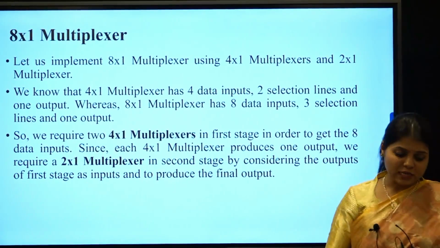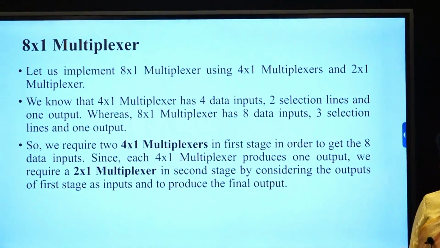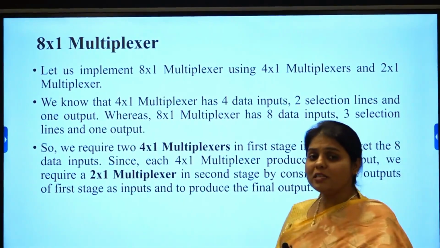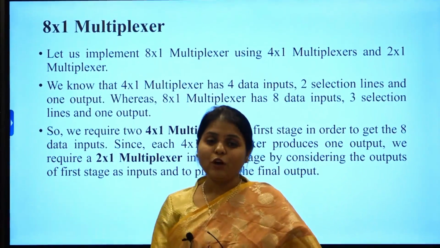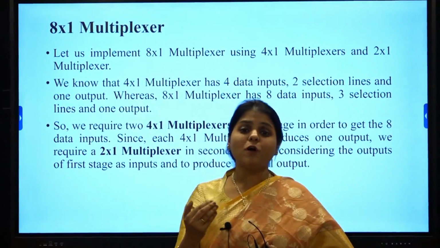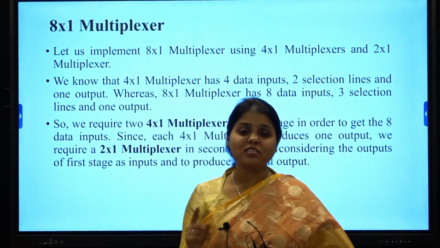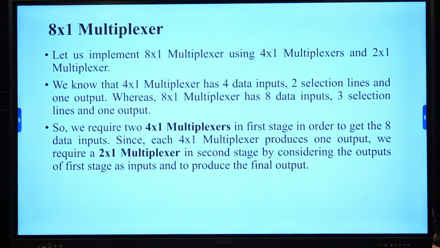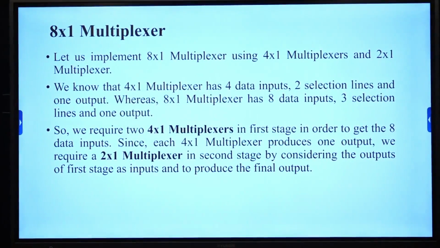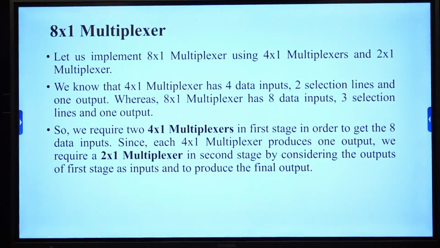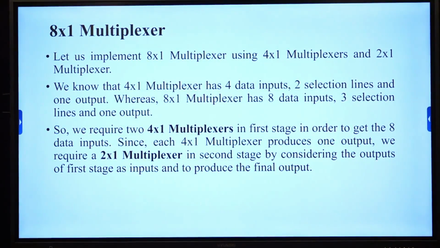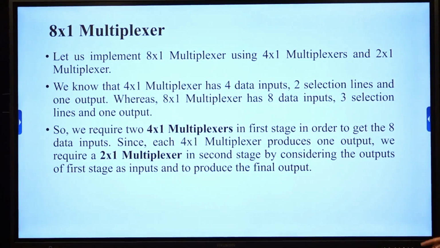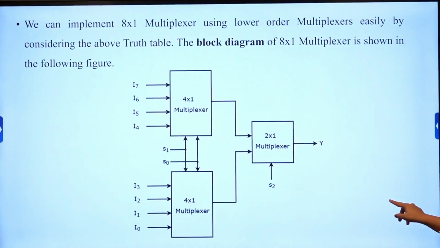Okay. Now first let's look into 8 by 1. So when I talk about 8 by 1, how many select inputs do we have? 3. For 3 select inputs, we will have 2 power 3, that is 8 input combinations, and 1 output, right? So for designing the 8 by 1 multiplexer, we will be making use of 4 by 1 multiplexers and a 2 by 1 multiplexer. Okay. Now how do we do that? Look at this diagram before we go into that.